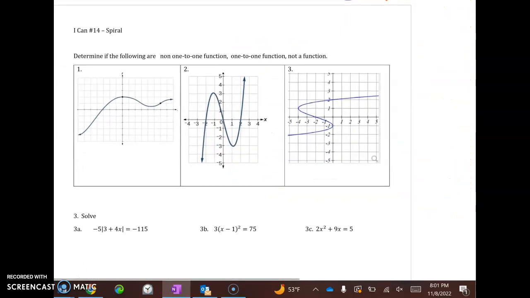So we're going to determine if the following are non-one-to-one, one-to-one, or just not a function at all. So as far as your test goes, not a function fails the vertical line test, and you don't even have to worry about the horizontal line test. A non-one-to-one function passes the VLT but fails the HLT, and then your one-to-one function passes both.